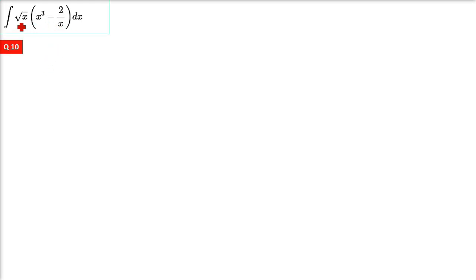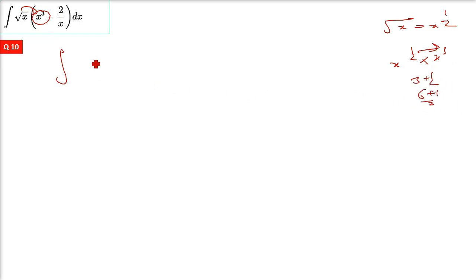Next one is also very straightforward. It will be x to the power n integration we'll use. Please remember, under root x is simply x raised power half. So we are multiplying it here. So x to the power half multiplied by x cube. So the power gets added. Half plus 3 is 3 plus half is 6 plus 1 by 2. That is 7 by 2. So x raised 7 by 2 it is.